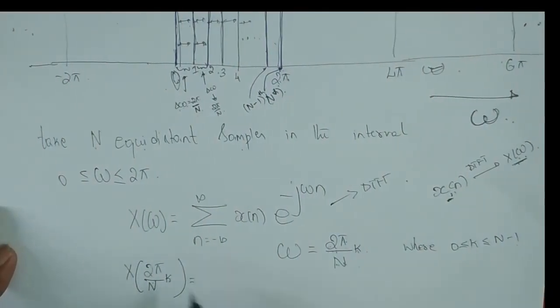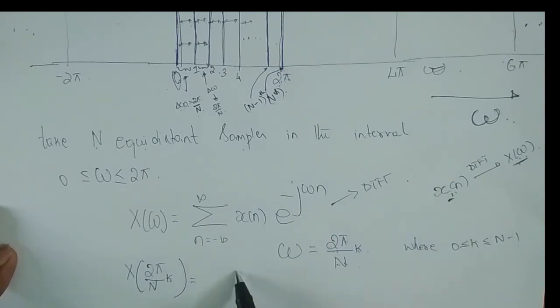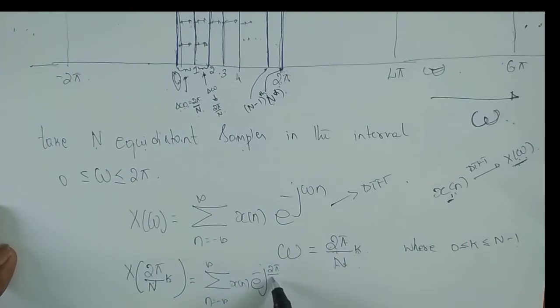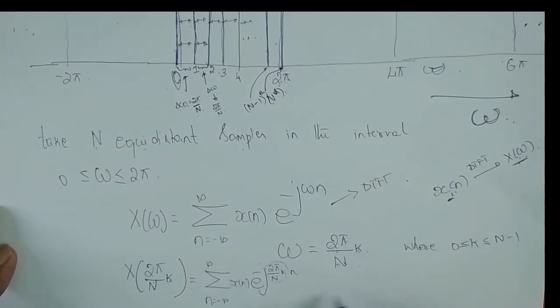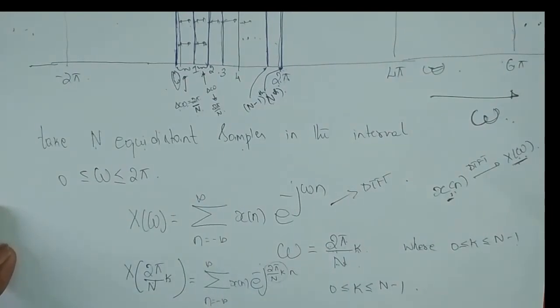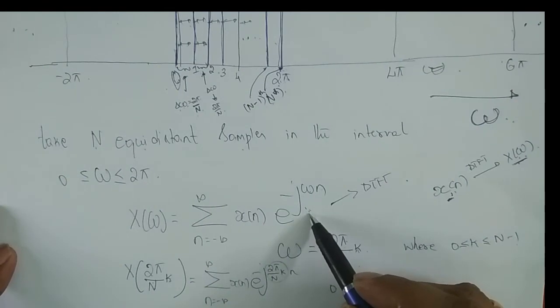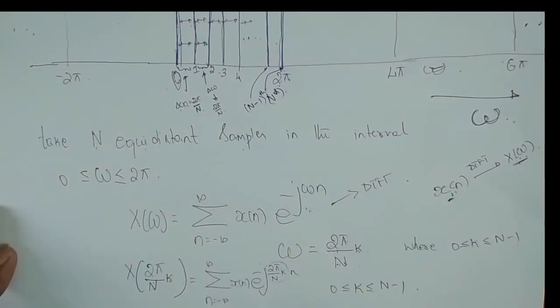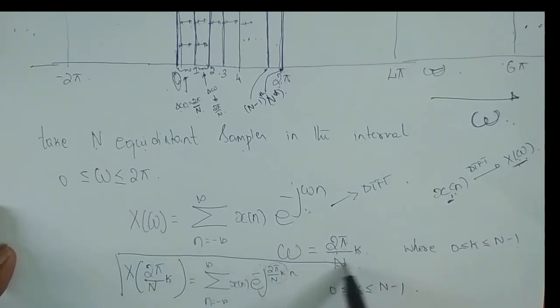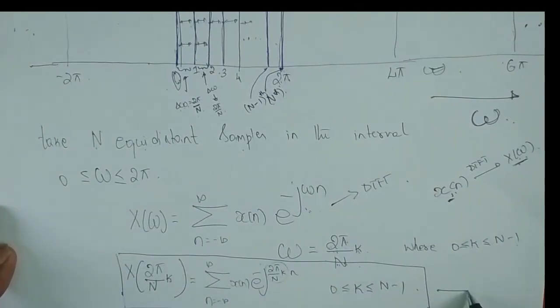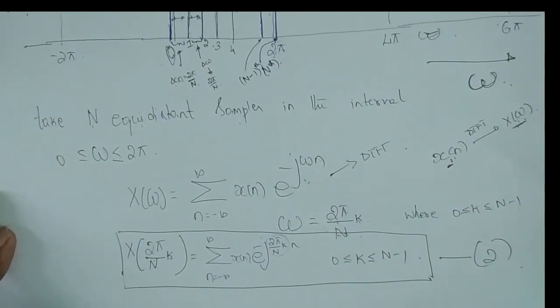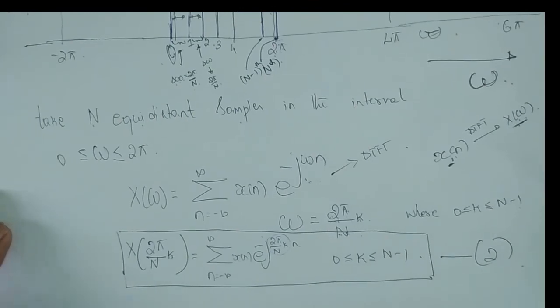So what I have to do is, in the right hand side wherever omega is there, I have to replace it by 2 pi by n into k. So summation n varying from minus infinity to infinity x of n e power minus j 2 pi by n into k n, where k is varying from 0 to n minus 1. Fine. So x of omega before sampling, and this equation is after sampling. We shall call this equation 2. Okay, we still have to continue. We'll continue this derivation in lecture 2.